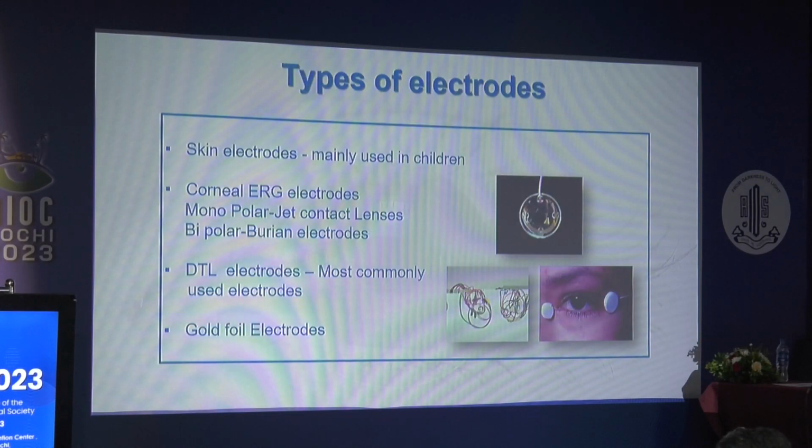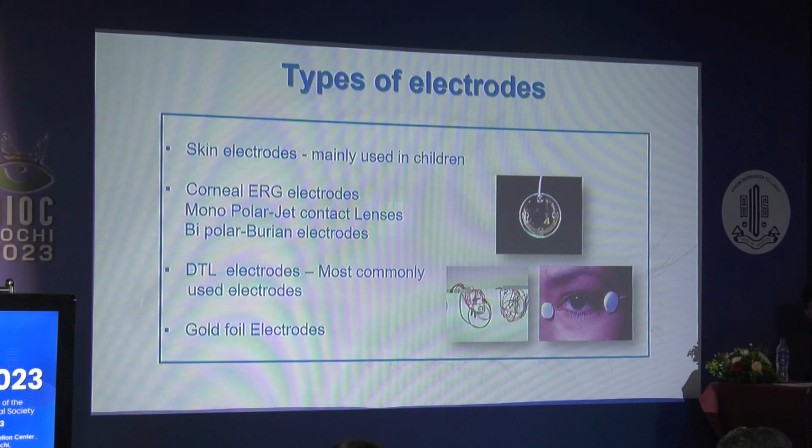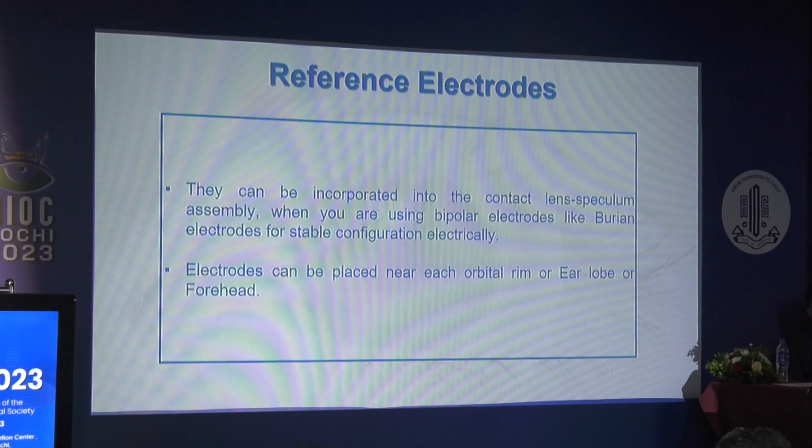Now, different types of active electrode include the skin electrode, which is mainly used in children. The corneal ERG electrodes can be either monopolar or bipolar. The monopolar electrodes are the jet contact electrodes. The bipolar are the Burian electrodes. The DTL electrodes are the most commonly used electrodes now, and then we have the gold foil electrodes also.